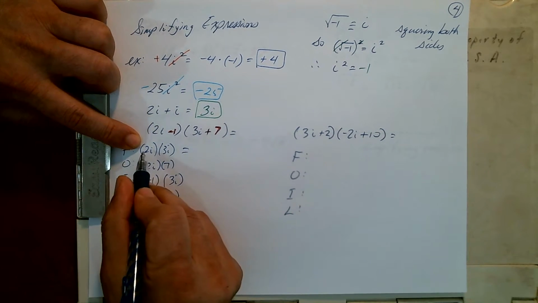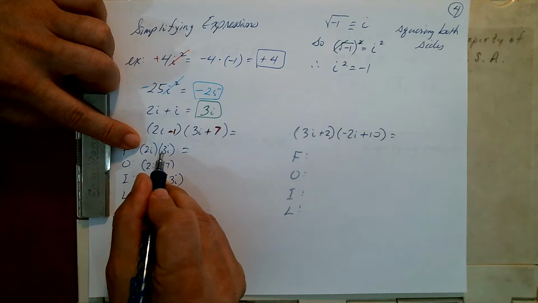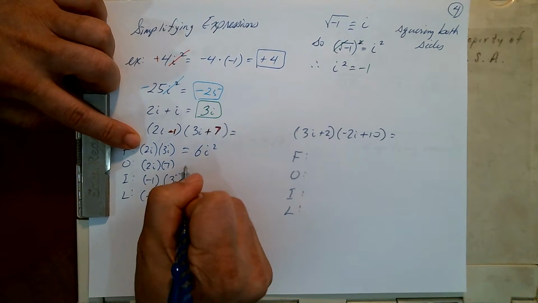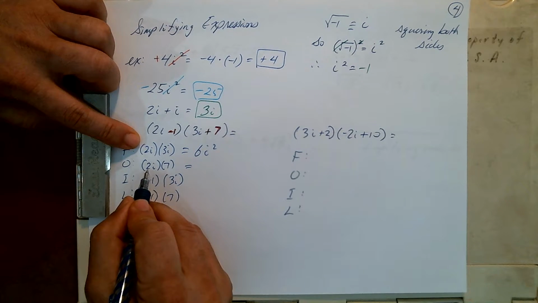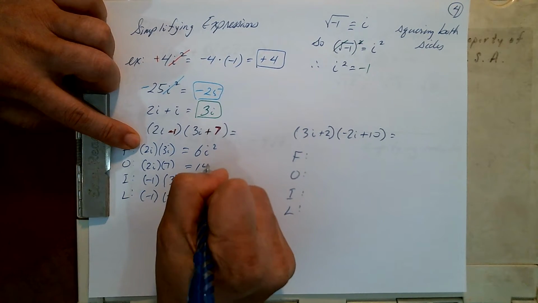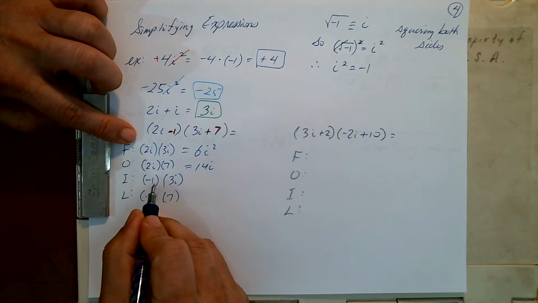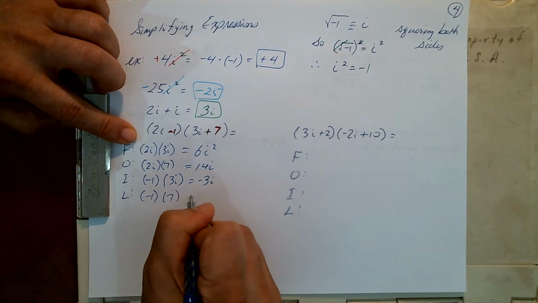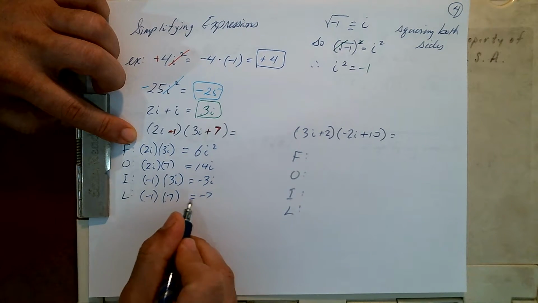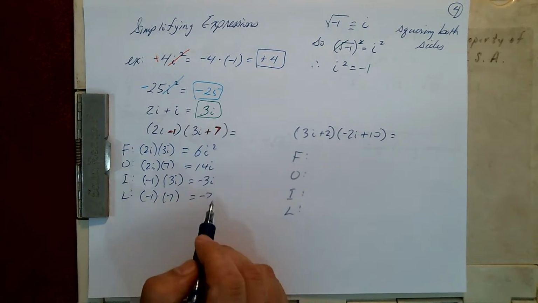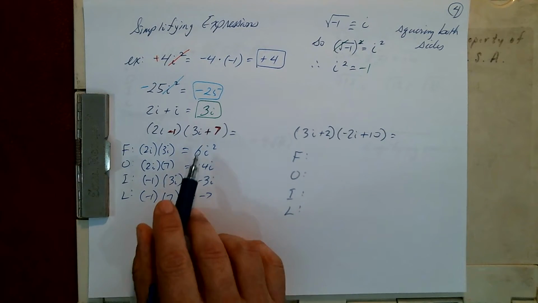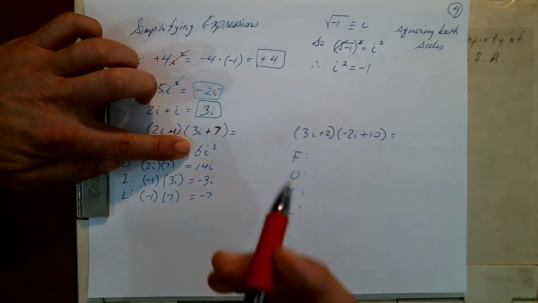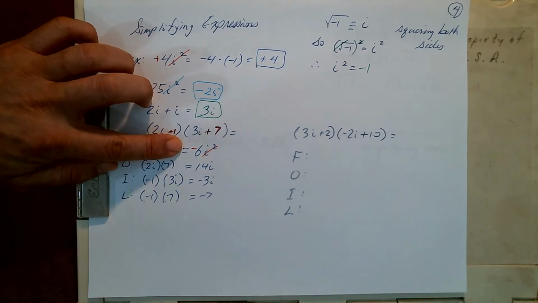Let's just evaluate this. 2 times 3 is 6. i times i is i squared. You have 6i squared. 2i times 7. 2 times 7 is 14. You have an i left. Negative 3i. And minus 7. Negative 1 times 7 is negative 7. Okay? I went a little bit fast on these, so you need to slow down when you're working on these. I know that 6i squared is going to be minus 6.